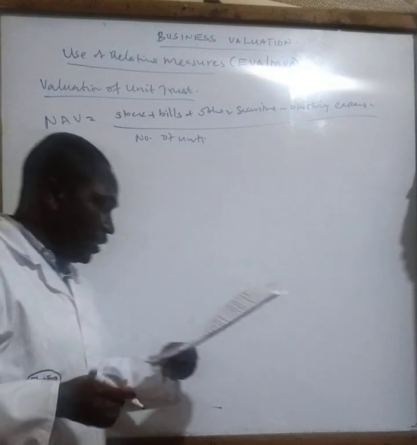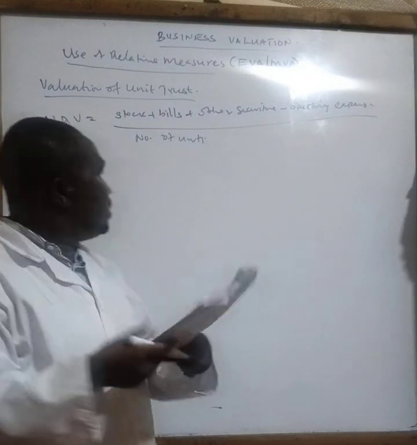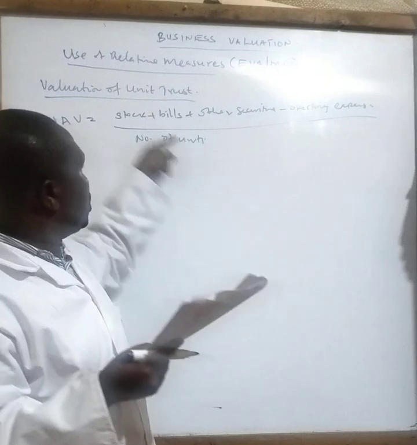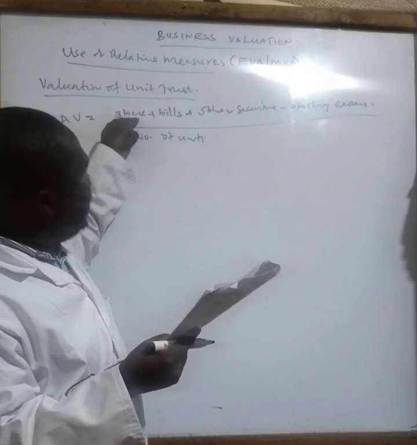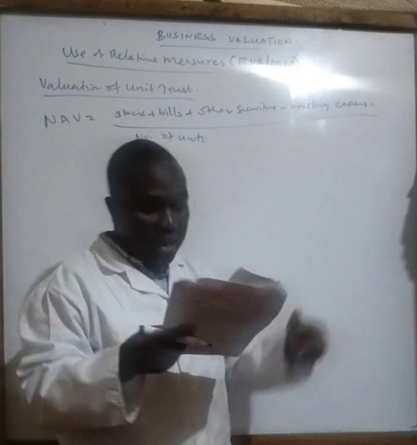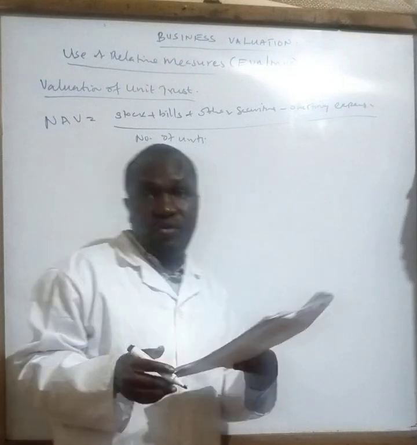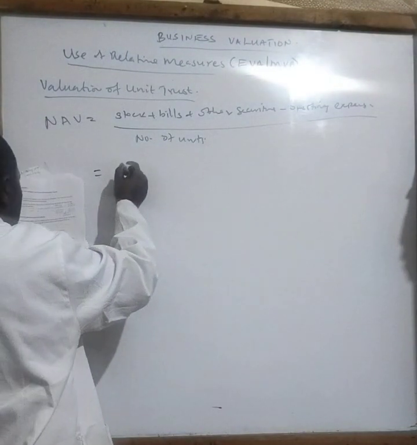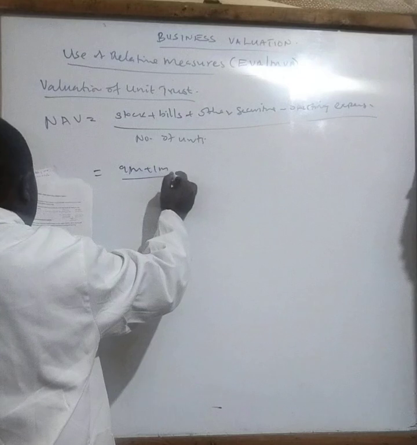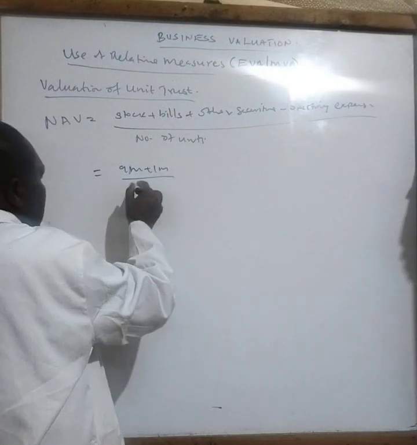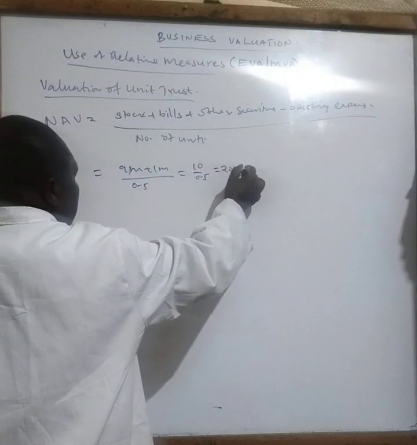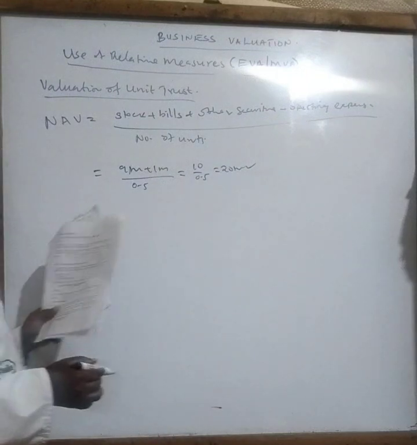So let's see from the question. A fund has 500,000 units that own 9 million in stock and 1 million in cash. So there were no operating expenses. The question is, calculate the NAV. So here we have 9 million plus 1 million divided by 500,000, which is the same as 0.5 million. This gives you 10 divided by 0.5, which gives you what? 20. That is how to value the unit trust.